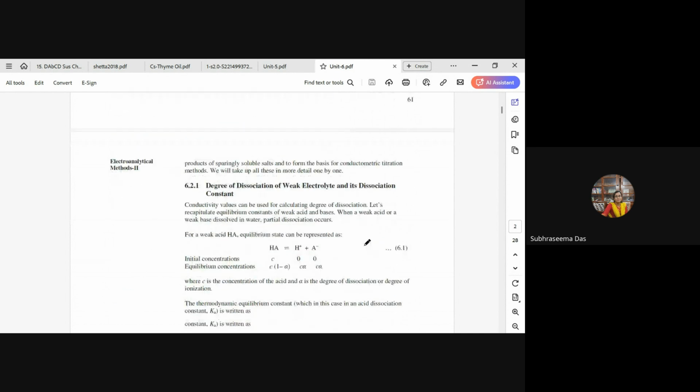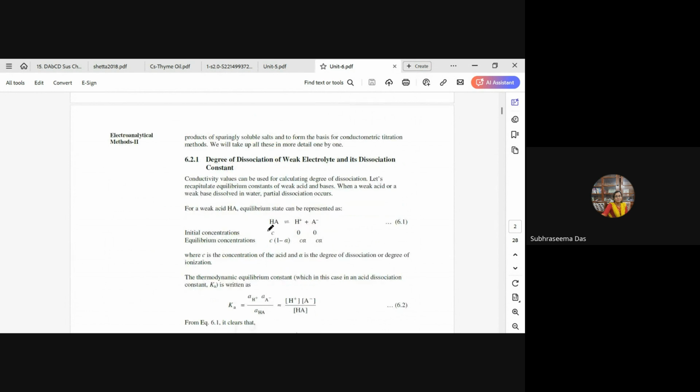First we will talk about the calculation of the degree of dissociation of a weak electrolyte and its dissociation constant. The conductivity values can be used for calculating the degree of dissociation. Let us consider in equation 6.1 a very weak acid, HA, which is in equilibrium with H plus and A minus. At equilibrium, the concentration of HA will be C into 1 minus alpha, H plus is C alpha, and A minus is also C alpha.